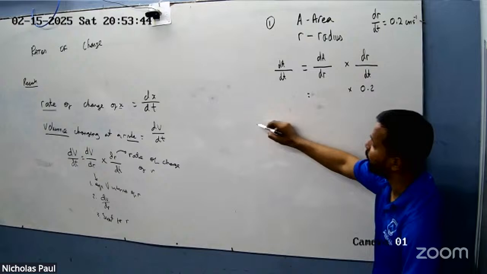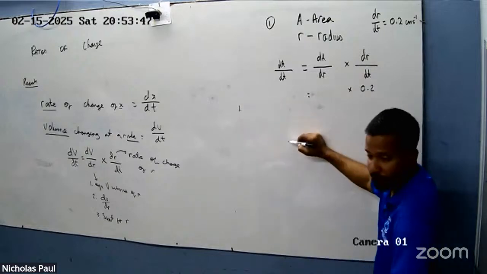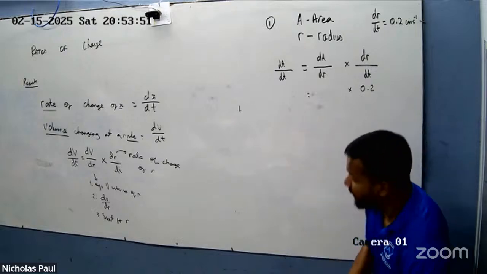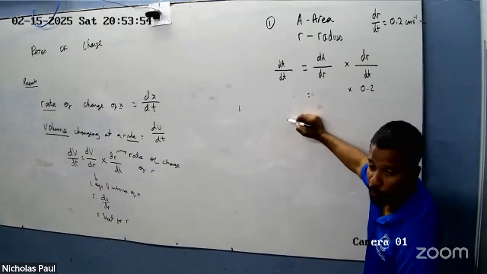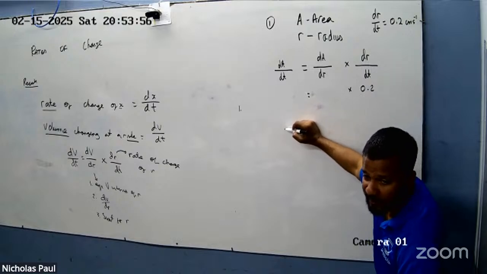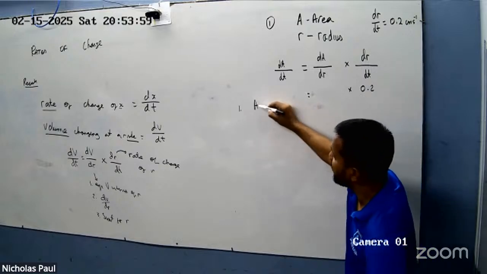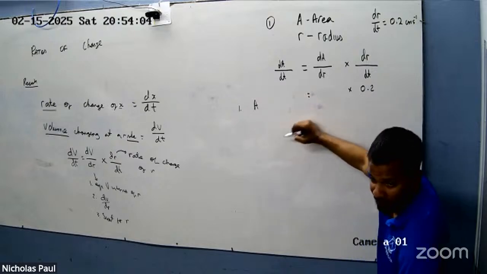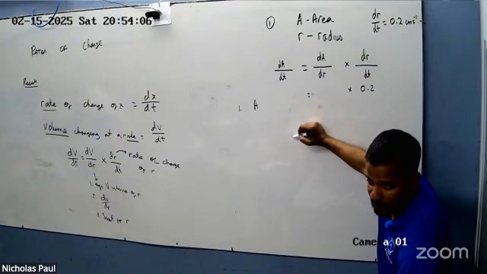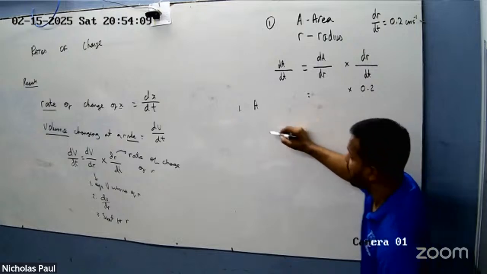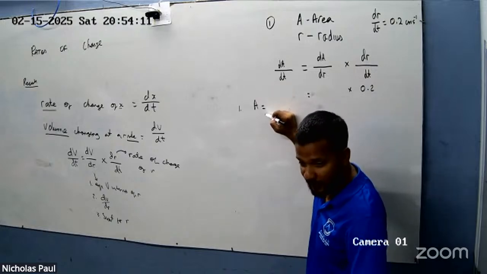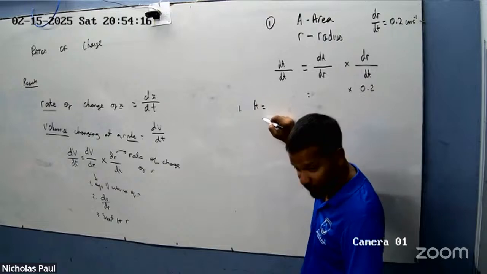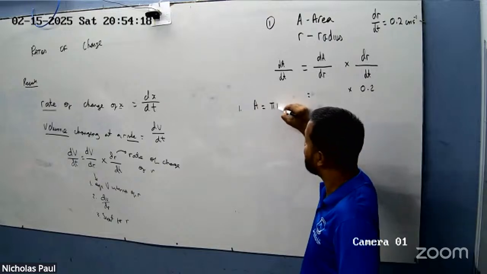What's the first thing we need? An equation of A in terms of R. What equation is that? It's a circle and its area. So A is equal to what? You have a circle, come on. You're going to write the exam in a few days. The area is pi R squared, right?